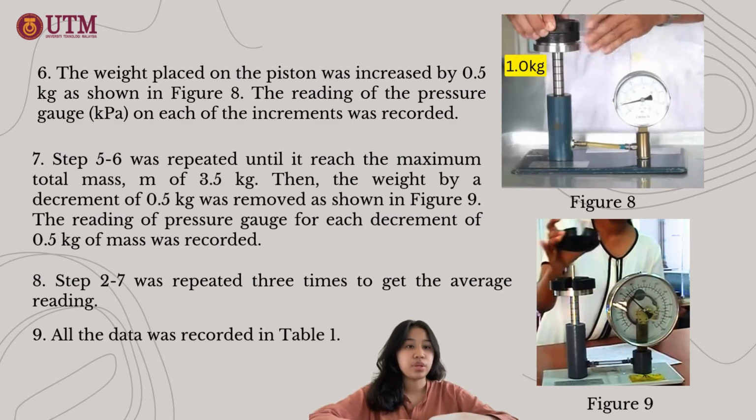Step number 6, the weight placed on the piston will be increased by 0.5 kg as shown in figure 8. Record the reading of the pressure gauge in kPa on each increment. Number 7, steps 5 to 6 will be repeated until it reaches the maximum total mass M of 3.5 kg. Then, remove the weight by a decrement of 0.5 kg as shown in figure 9. Record the reading of pressure gauge for each decrement of 0.5 kg of mass. Number 8, repeat steps 2 to 7 three times to get the average reading, and lastly, all the data will be recorded in table 1.